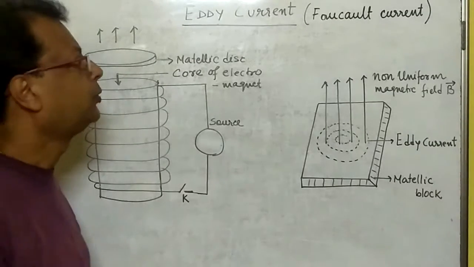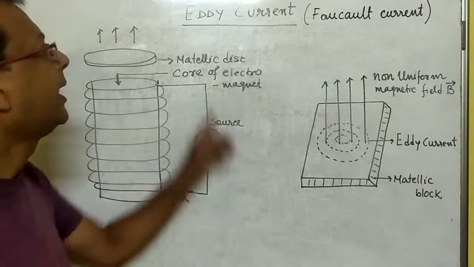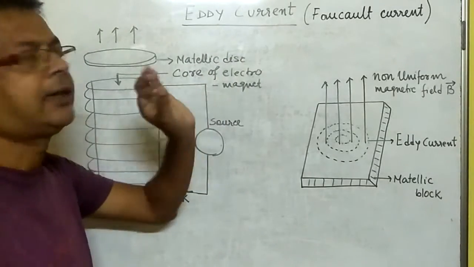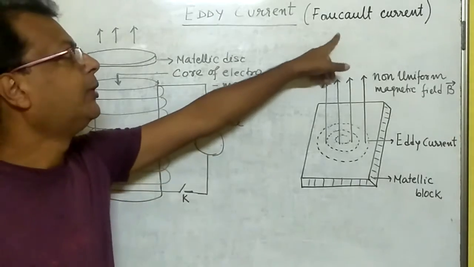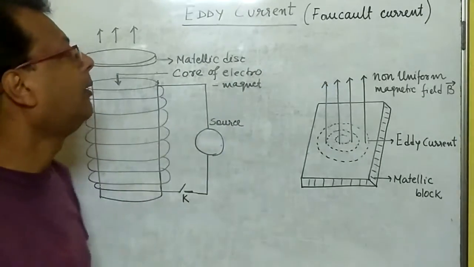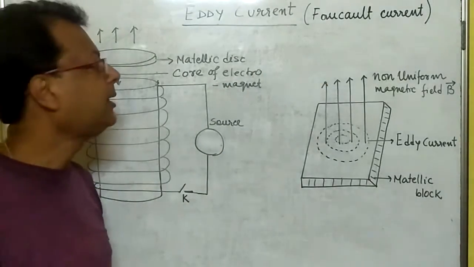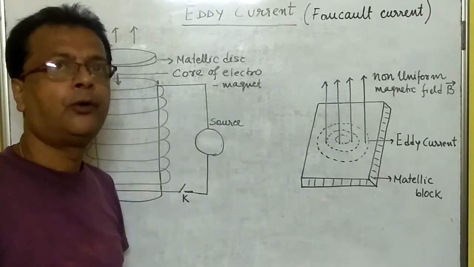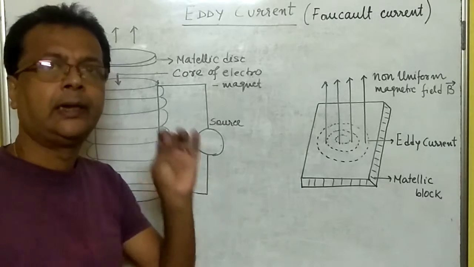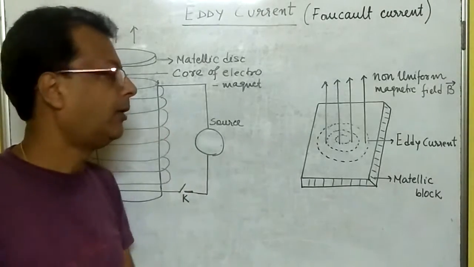Dear students, today let us learn about eddy current. Eddy current is a very small current, and this current is also known as focal current. Now let us understand how eddy current is produced. To understand eddy current, we need to understand Faraday's law and Lenz's law.